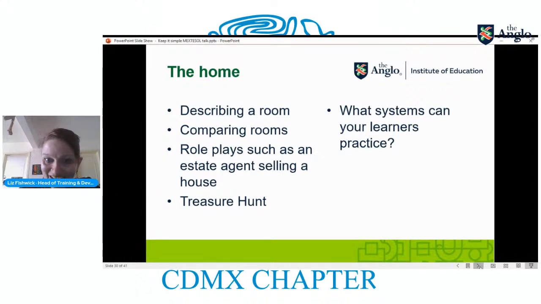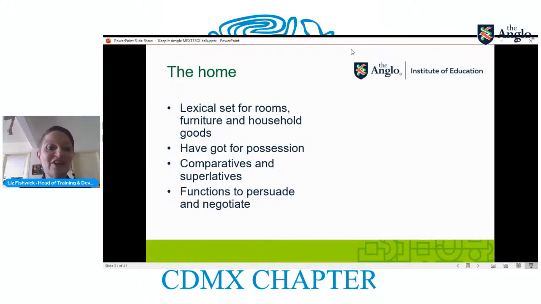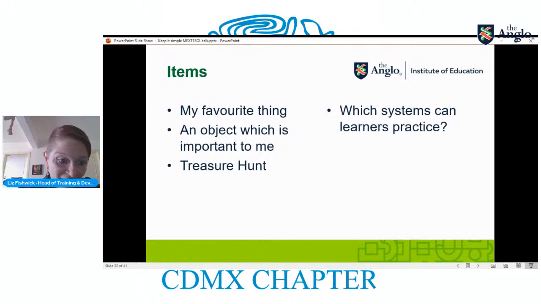All right. So here are some ideas I thought of. We've got lexical sets for rooms and goods, have got for possession, comparison, superlatives, functional language. And please keep in mind that, again, this list is by no means exhaustive. There's plenty of things we can do just by using furniture. Okay. Next one is we're going to look at just items in the house. Here are some ideas: talking about my favorite thing, an object which is important to me, or a treasure hunt.